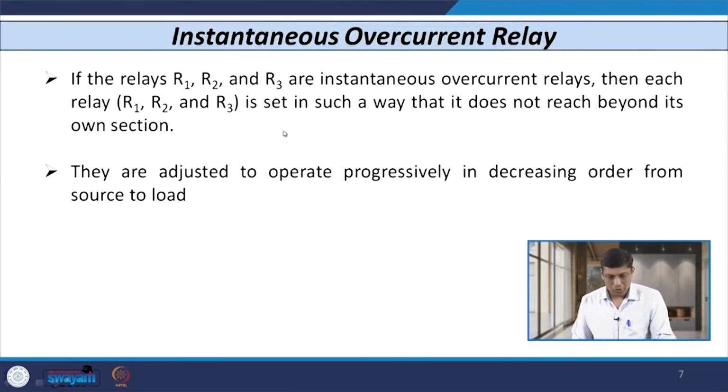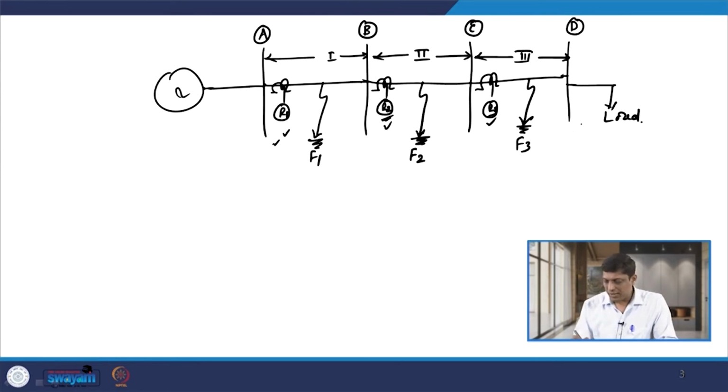So, with this background, all these three relays are instantaneous overcurrent relays and they are adjusted to operate progressively in the order from, let us say, the load to source. So, the meaning is that if any fault occurs here, then the first relay has to operate, that is relay R3. So, we have to coordinate relay R3 with relay R2 because relay R2 will operate after the operation of relay R3. Similarly, relay R1 will operate after the operation of relay R2 and relay R3.